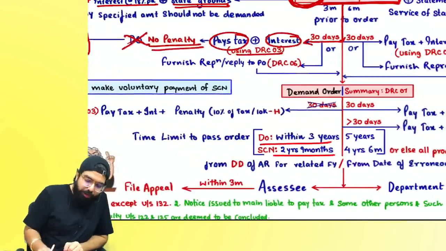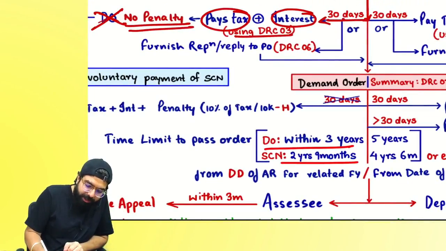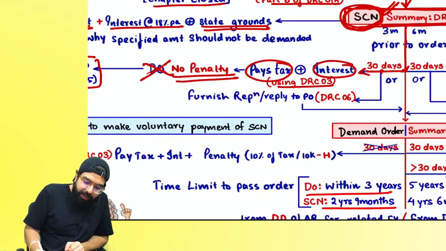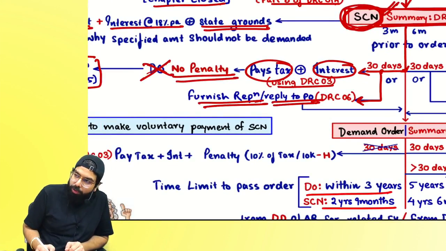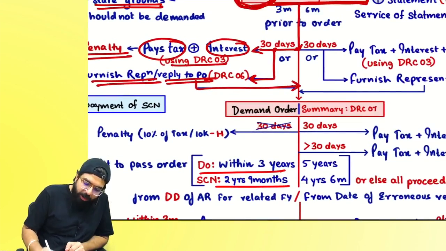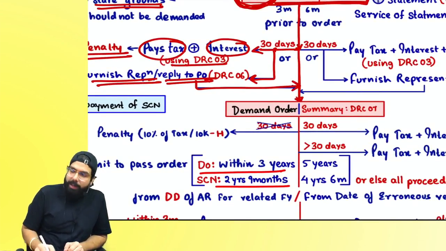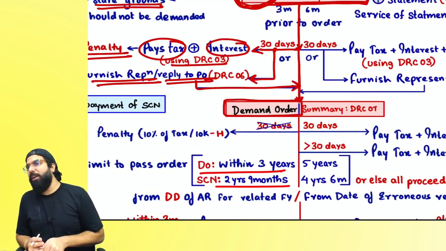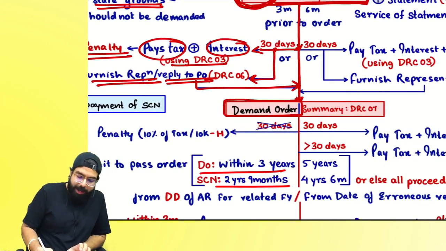Now, what will you do? If you did not make the payment within 30 days, then within 30 days or after 30 days, you can give a reply to the show cause notice in GST DRC 06. Now, after you talk to him, discussions will happen and then a demand order will be given. Demand order detail will be given to you and a summary will be uploaded online in GST DRC 07.